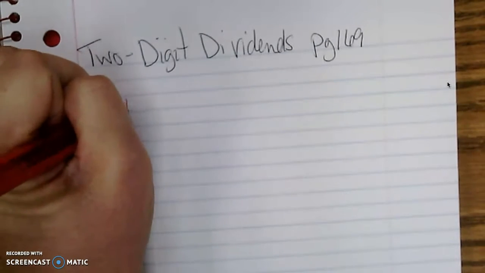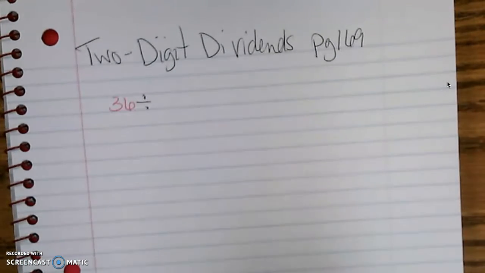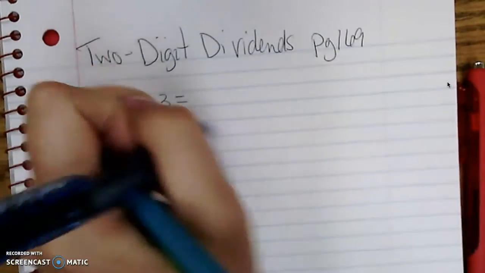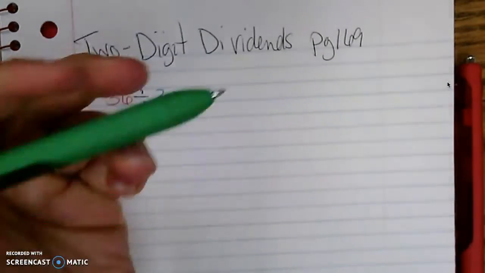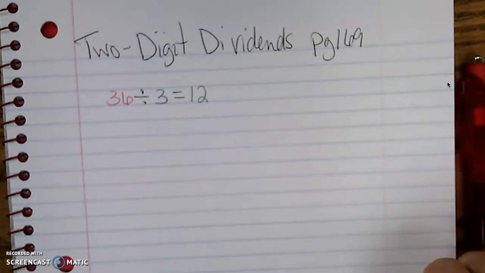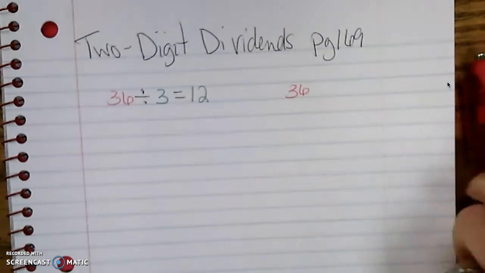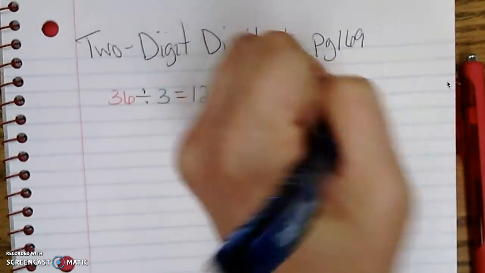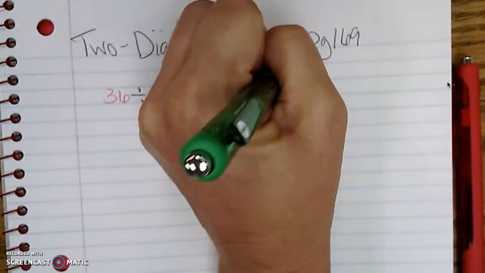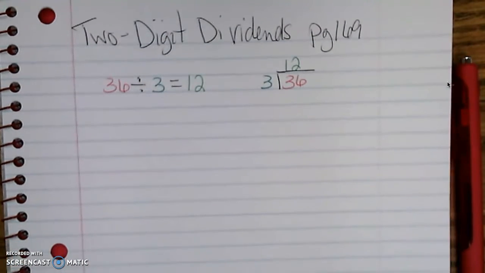So if I have 36 divided by 3 equals 12, we could also write this same problem as 36 divided by 3 equals 12. Each of these numbers has a name.